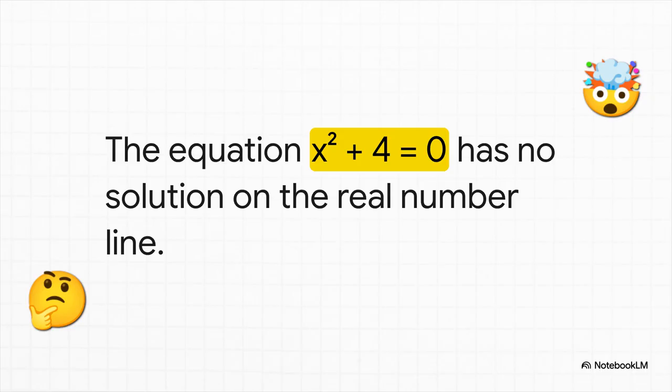What happens when we ask a question that this number line just can't answer? Check out this equation. It looks simple enough. x squared plus 4 equals 0. Now, to solve for x, we need to find a number that, when you square it, gives you -4. But just think about that for a second. Can you think of any number on our line that does that?